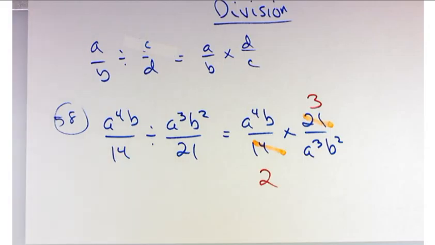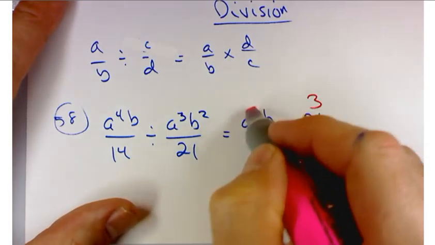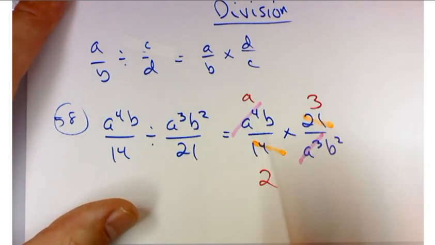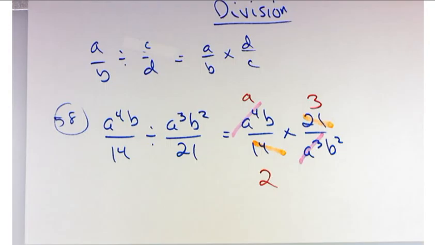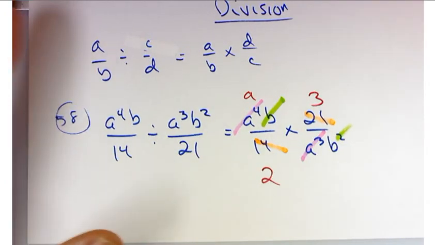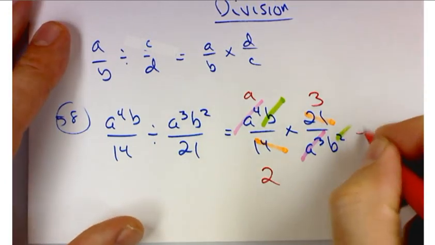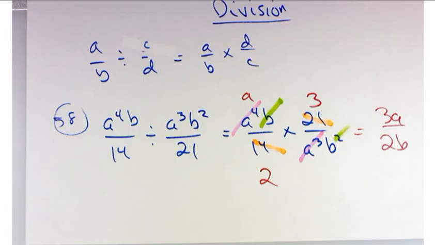How about the A's? What can I do there? Subtract. 4 minus 3 is 1, so let me just write A to the first up here. How about the B's? Dylan? Yeah. 2 minus 1. So that one's gone. I'm just left with 1B in the denominator. So overall, 3A over 2B. That wasn't too bad. Let's move on to problem number 60.